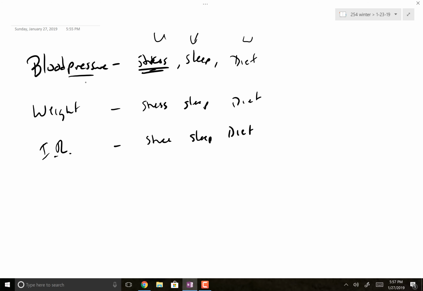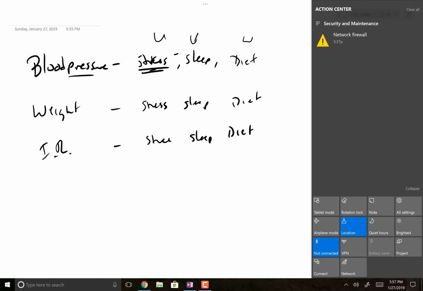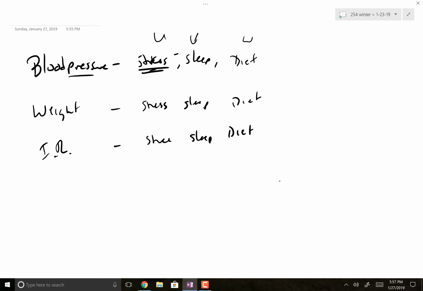As my sleep goes up, my blood pressure comes down. That is 100% true. This is going to be negative. The diet, as my diet gets, I don't know, more protein, I just made that up, my blood pressure comes down. Okay, so obviously that would be a negative relationship. As my stress goes up, my weight goes up. As my sleep goes up, my weight doesn't really change at all. As my diet, if I eat more, let's say more protein, in theory my weight should come down. I don't know, it doesn't seem to affect it much.